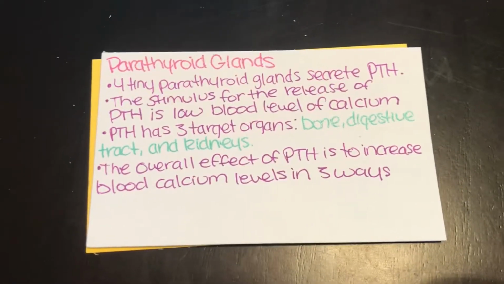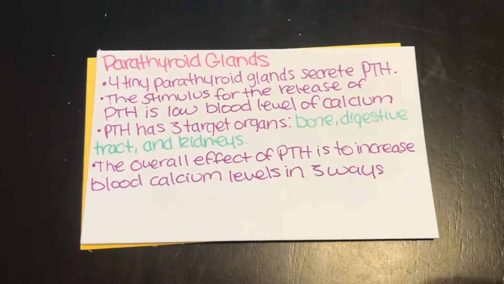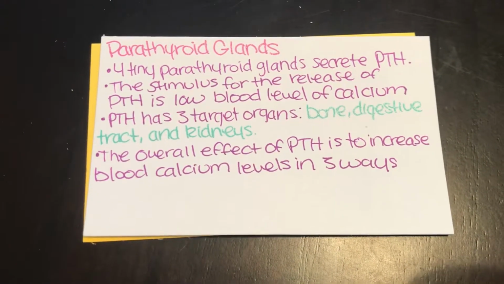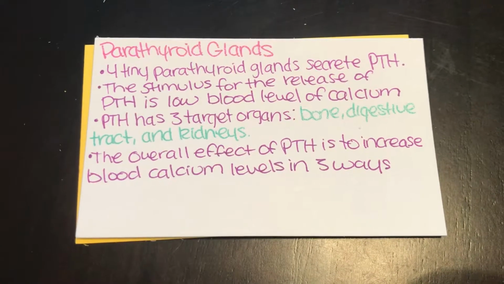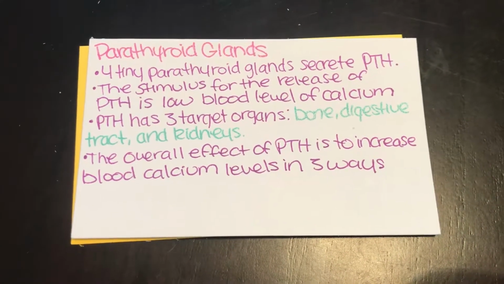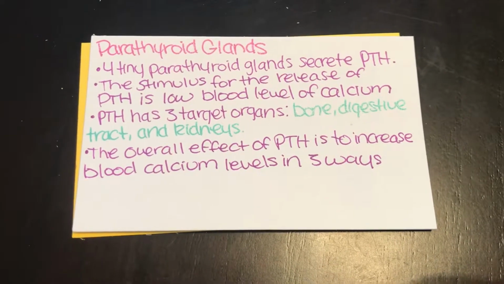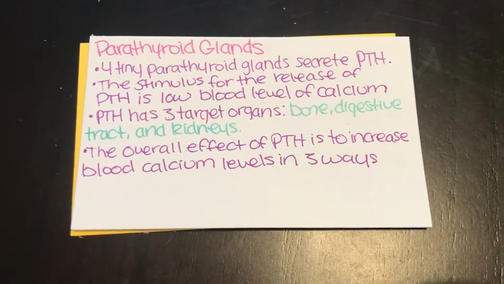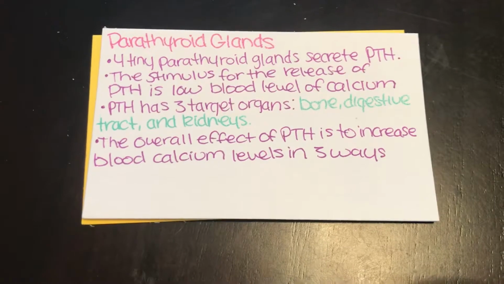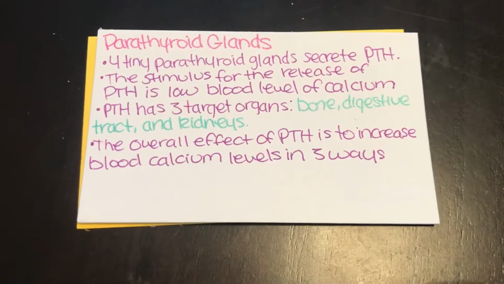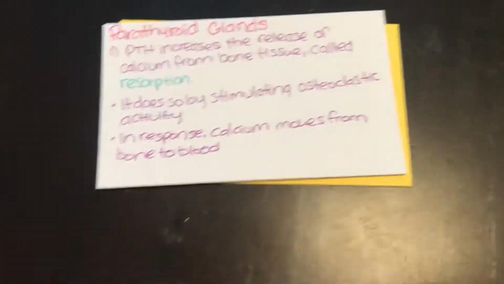So now let's talk about your parathyroid glands. So there are 4 tiny parathyroid glands, and they secrete PTH. The stimulus for the release of PTH is low blood calcium. PTH has 3 target organs: bone, digestive tract, and kidneys. The overall effect of PTH is to increase blood calcium levels in 3 ways.